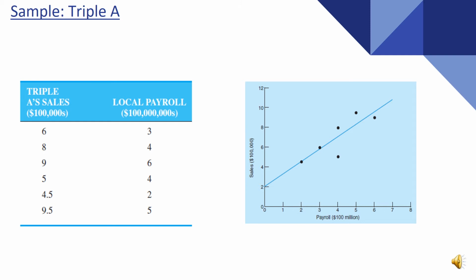In the AAA construction example, we are trying to predict the sales. So, the dependent variable or the y would be sales, while the variable that we use to help predict sales is the local payroll. So, the independent variable or the x would be the local payroll. Based on the given data, here is the graph. From this, we can draw any number of lines.